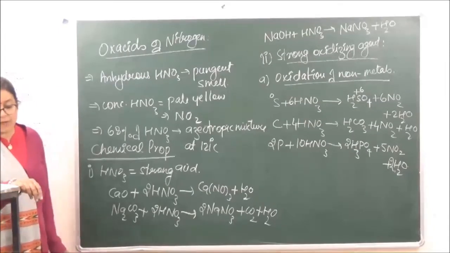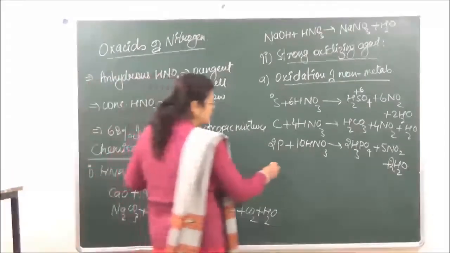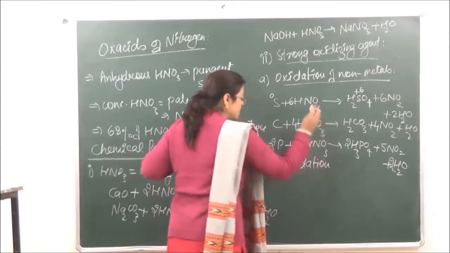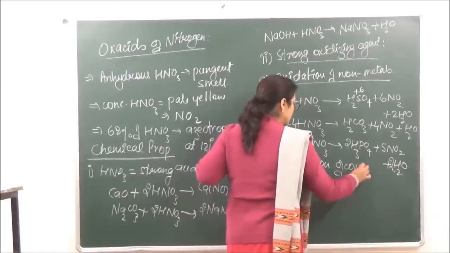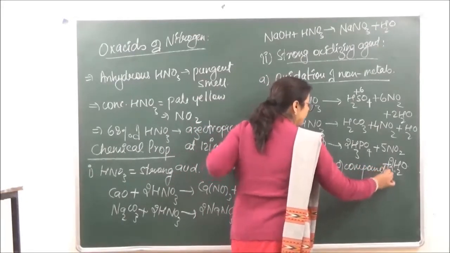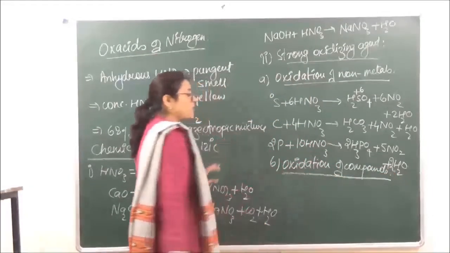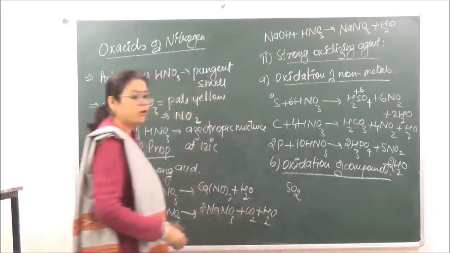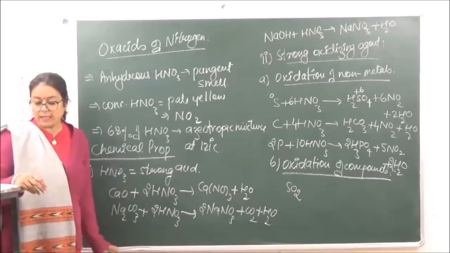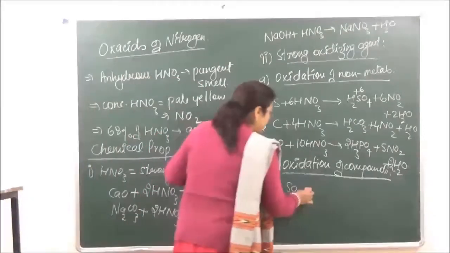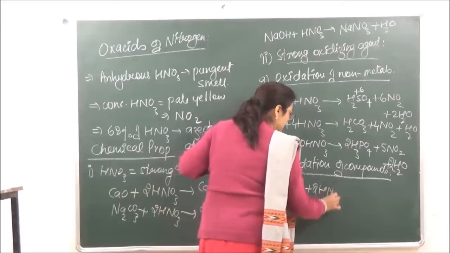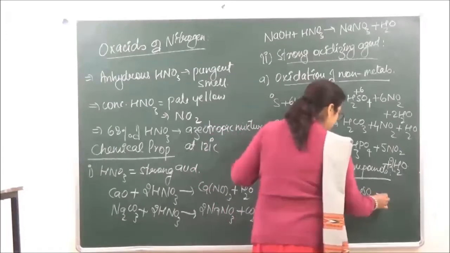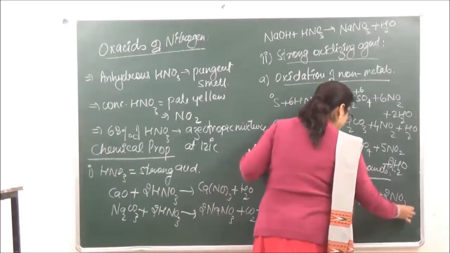The second what we have is oxidation of compounds. If we are doing the oxidation of compounds, like let's do the oxidation of sulfur dioxide. Sulfur dioxide will be converted into sulfuric acid. So we have sulfur dioxide plus nitric acid to give us H2SO4 plus nitrogen dioxide.